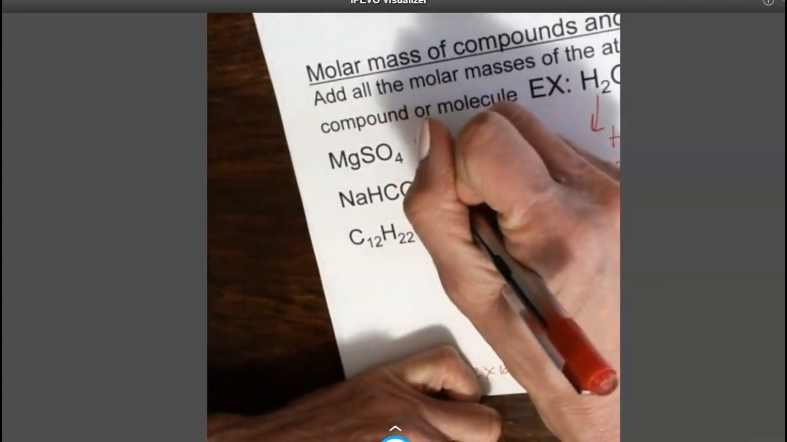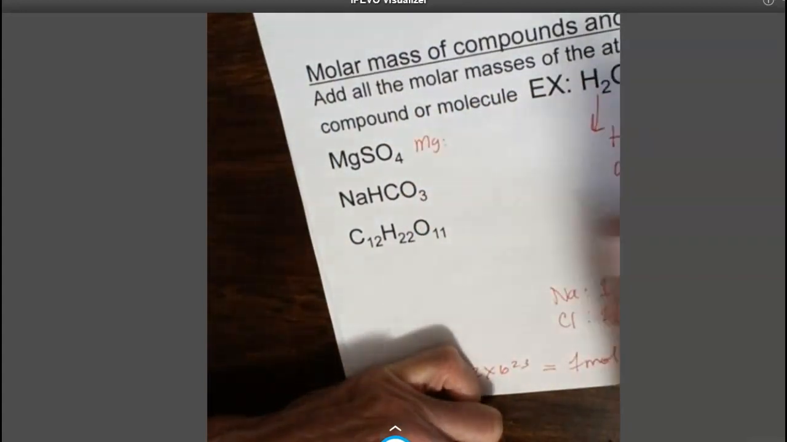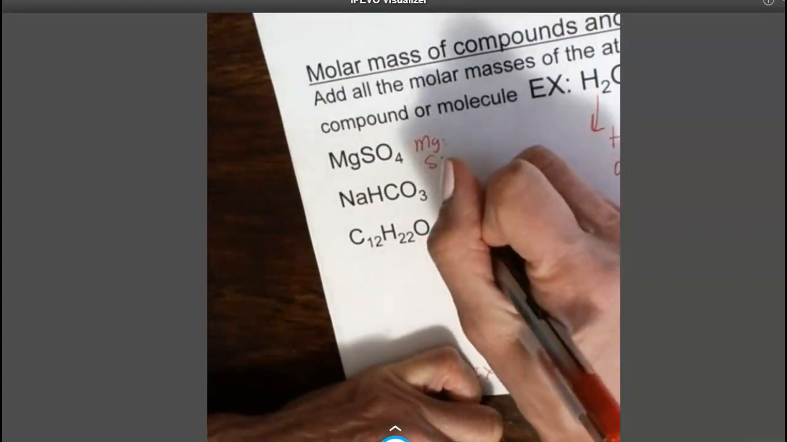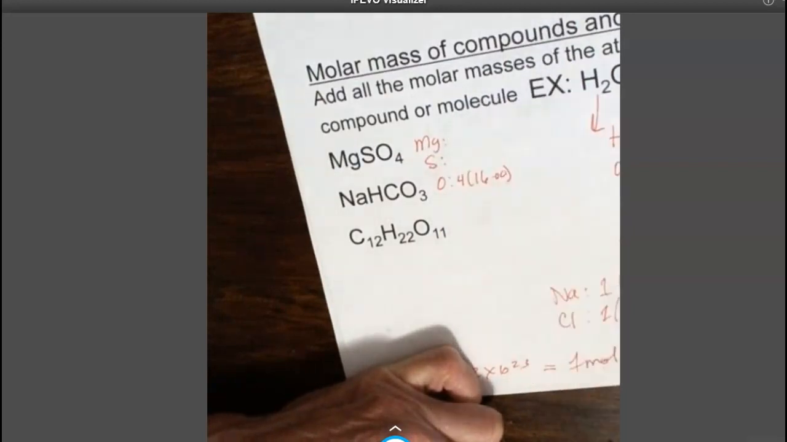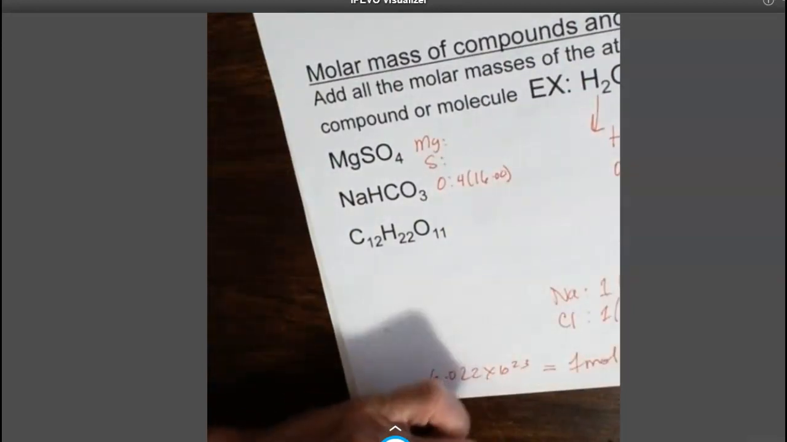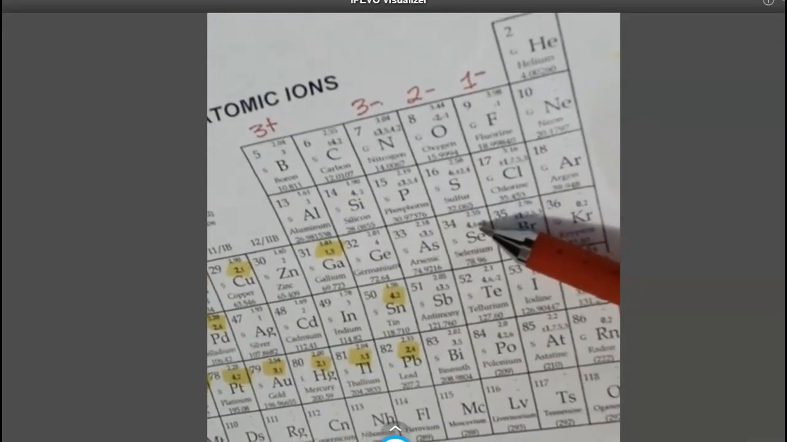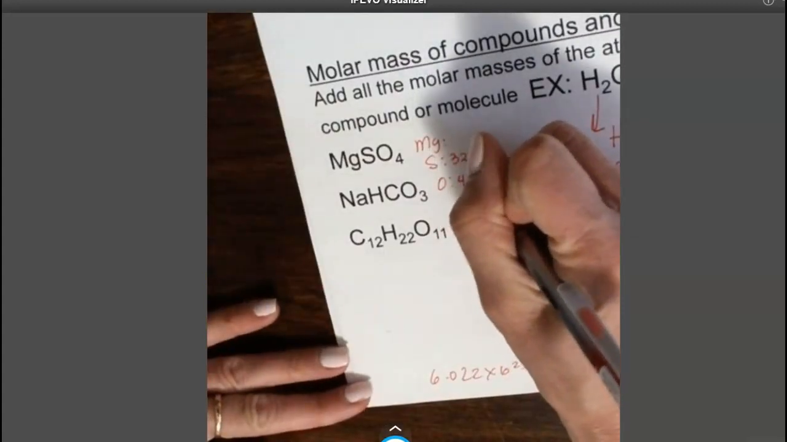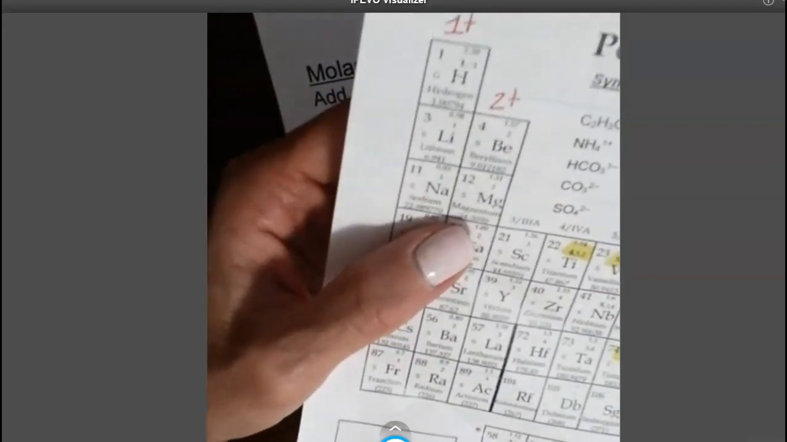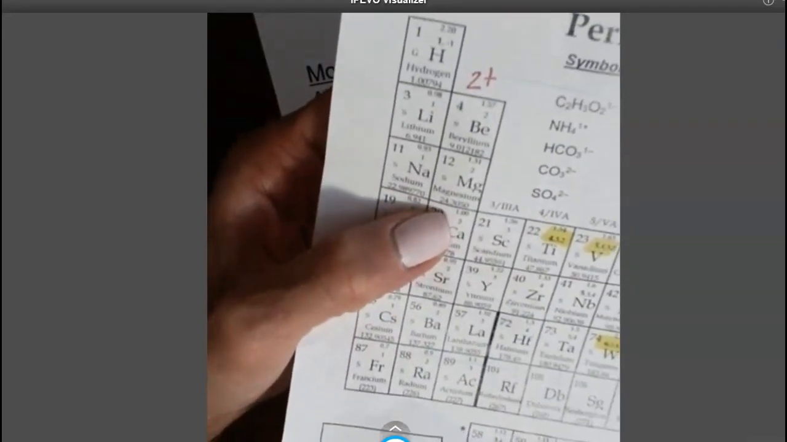Let's do one more. Let's do magnesium sulfate right here. So magnesium, I have 1 sulfur and I have oxygen. I have 4 oxygen at 16.00. Again, I'm getting that off the periodic table. I'm going to find sulfur and round it to 2 places past the decimal, so 32.06. And magnesium over here, 24.30.